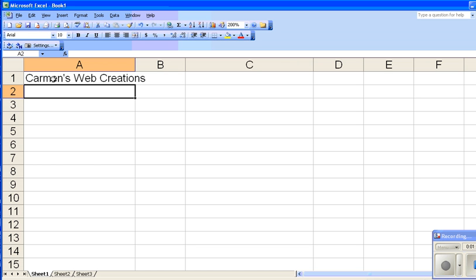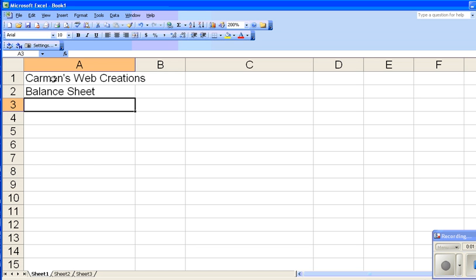On the second line, we are going to answer the question, what? What are we doing? The name of the form that we are preparing is a balance sheet, which I will enter in row 2.